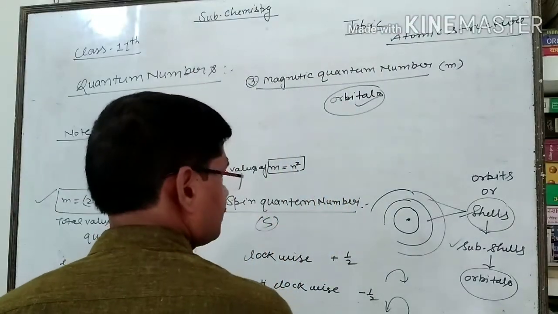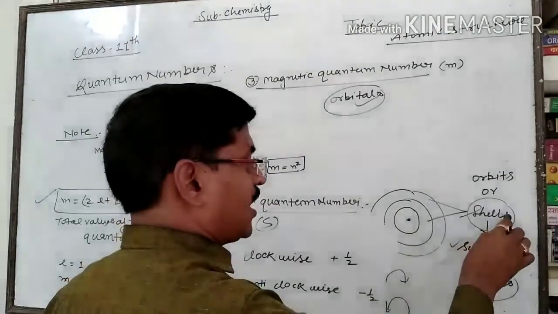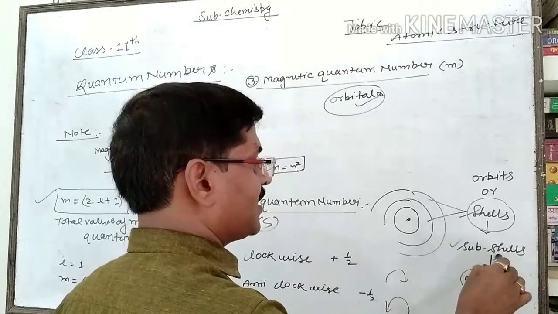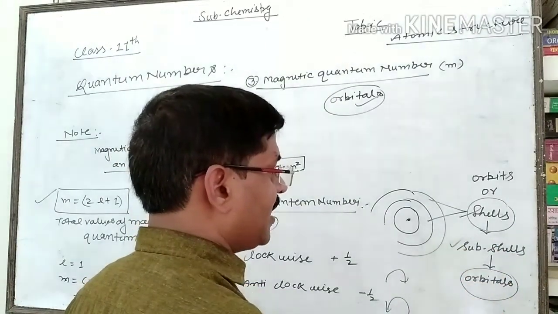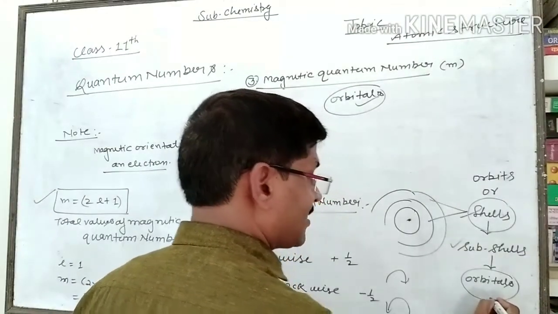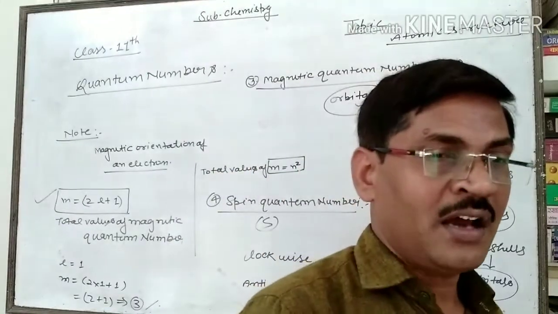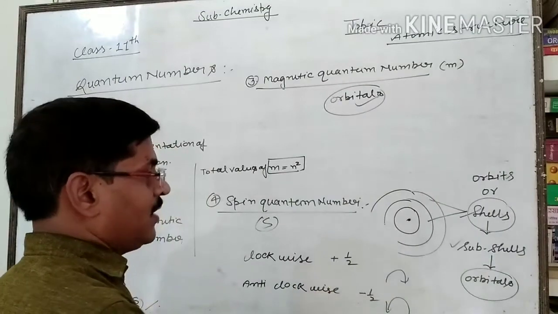One thing more, you have seen the first quantum number represents the shells or the orbits. After that, the second the subshells, and the third the orbitals. After that, where electrons are present, it means the electron's spin is in which direction? Clockwise or anti-clockwise. So the fourth quantum number represents the spin of the electron.